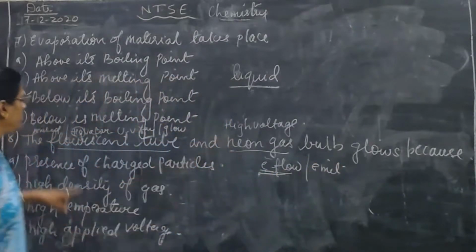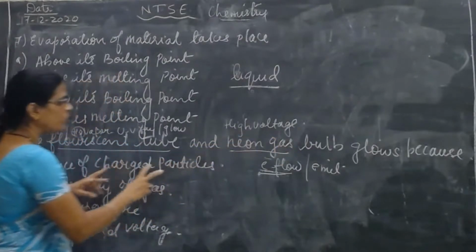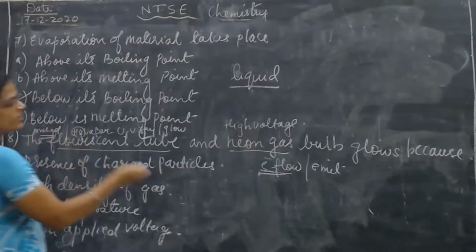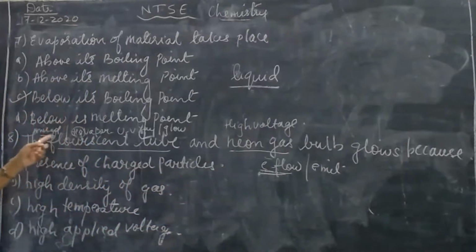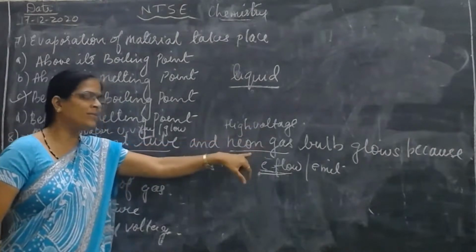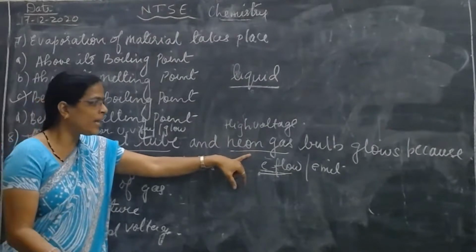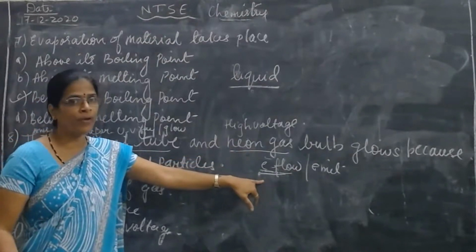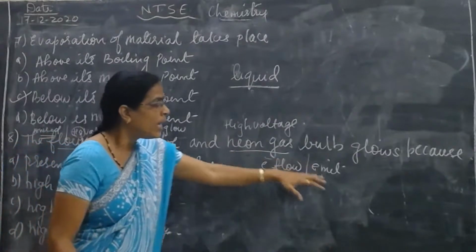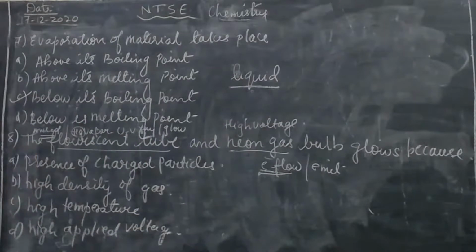See, why do the fluorescent tube and neon gas bulbs glow? In both the cases, you can see they are ionizing. This is under low pressures. The mercury vapors get vaporized. Here you are applying a high voltage because as it is an inert gas, you have to apply more voltage, and under those conditions there is a flow of electrons, and this flow of electrons helps them to emit light. Now looking at the options, you tell me which is the right answer.